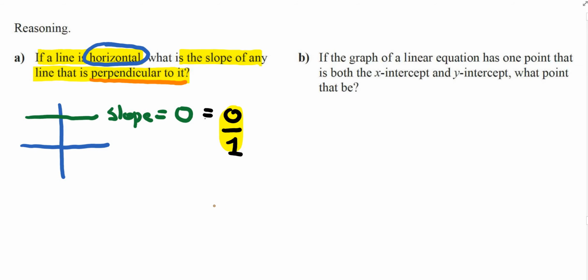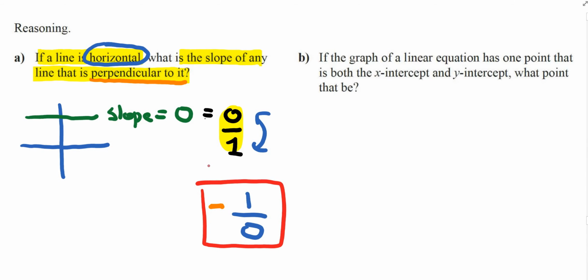Well, the negative reciprocal of that is going to be a negative sign, and then we just flip these, right? So 1 goes on the top and 0 goes on the bottom. Now, if you actually went to your calculator and typed in negative 1 divided by 0, you would get an undefined answer. You can't divide anything by 0, so that's undefined. So if you have a horizontal line that has a slope of 0, then the slope of any line that's perpendicular to it is actually just undefined because of this calculation. All right, that's it for question 8a.